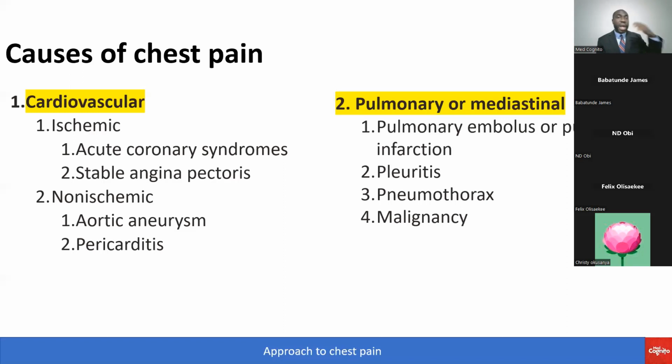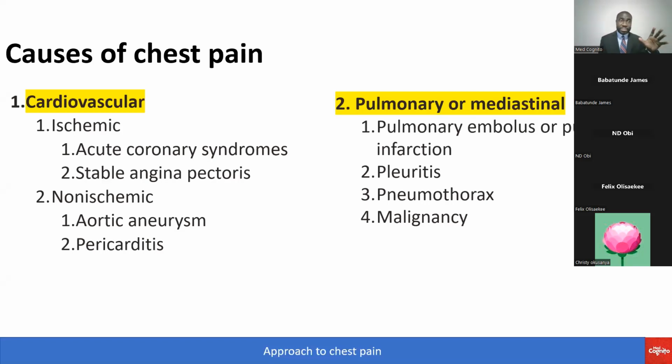So please, while we're also mentioning these conditions, one thing you also want to learn is how each of these conditions presents. In fact, when we're about to be done with the class today, I'm going to take us through a very quick rapid fire on how to approach these presentations.